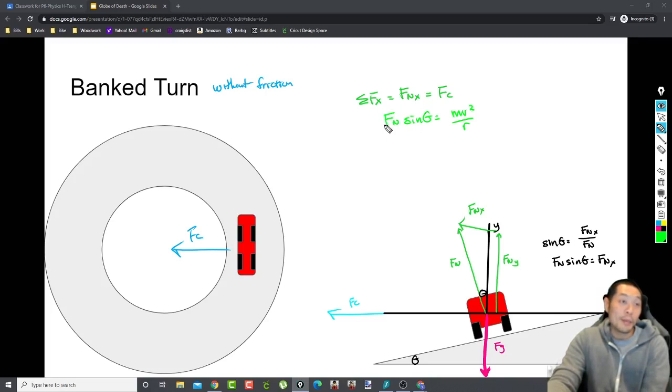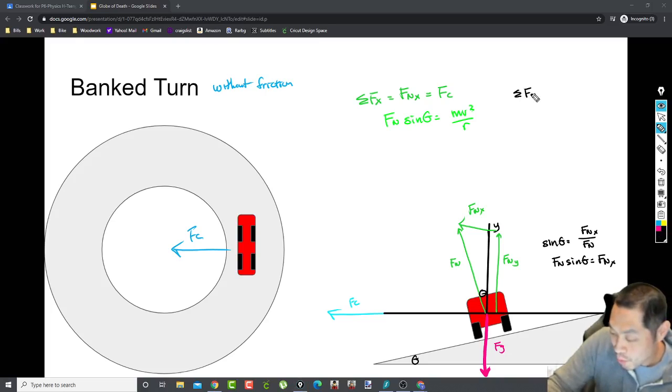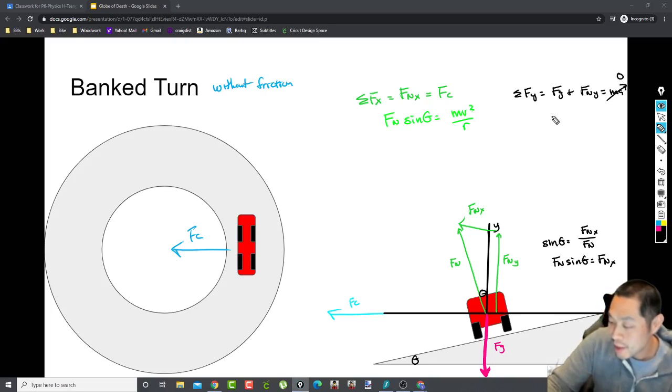Now here's the second problem. All right, you go, okay, Fn is normally Fg, but it isn't here. Fg is not the opposite direction of Fn. Fg is the opposite direction of Fny. Great. Okay. So what you're going to do is, if you have the sum of all forces in the y, you have Fg plus Fny equals ma. Since it's not moving up and down, ma is 0. So pretty much the absolute value of Fg is equal to the absolute value of Fny.